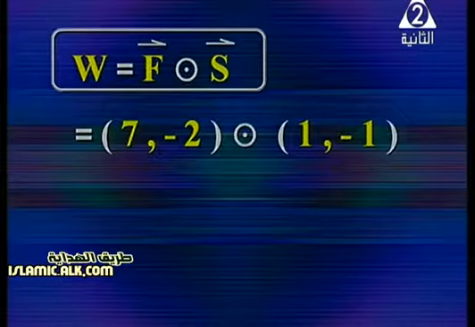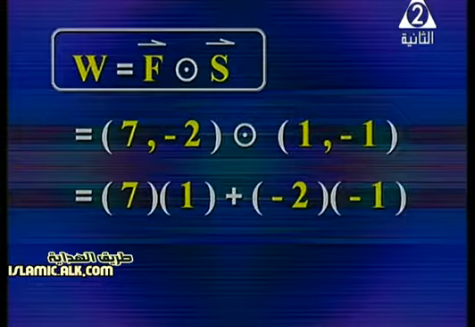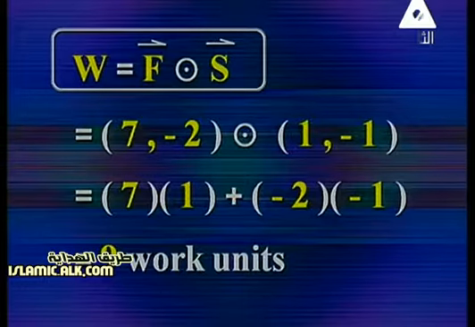After that, dear student, we know that work equals the scalar product of vector F and vector S. Vector F is the resultant of the two forces, and S is the displacement, or vector AB. Then we find the scalar product (7, -2) dot (1, -1): 7 times 1 plus negative 2 times negative 1 equals 9 work units.